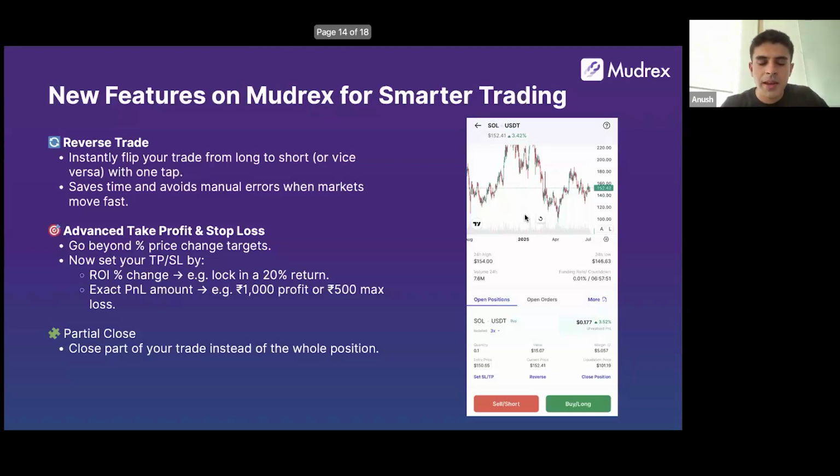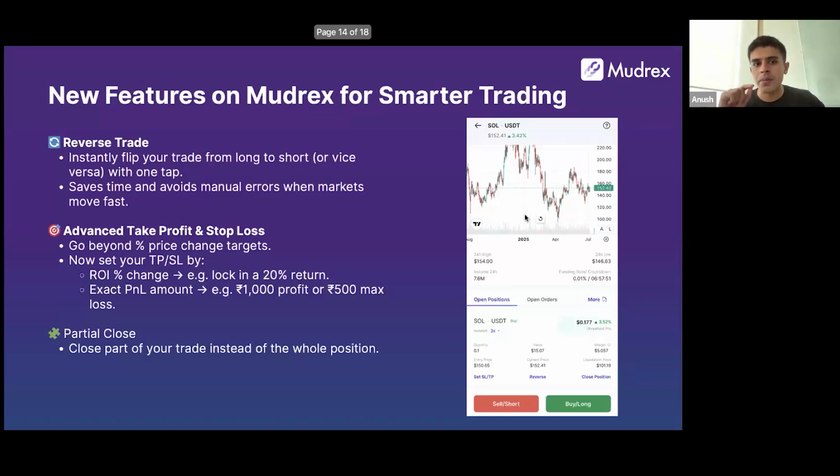The next big update is how you can set up your take profit and your stop loss levels. So earlier in Mudrex, you could set your TP and SL using percentage change from your entry price. So for example, you might say, I'll exit the trade if the price drops 5%, or I'll take profits if it rises 8%, right? That worked well, but we realized that traders often think about their targets in other ways too, right? So now we've added two more ways for you to define your risk and reward targets.